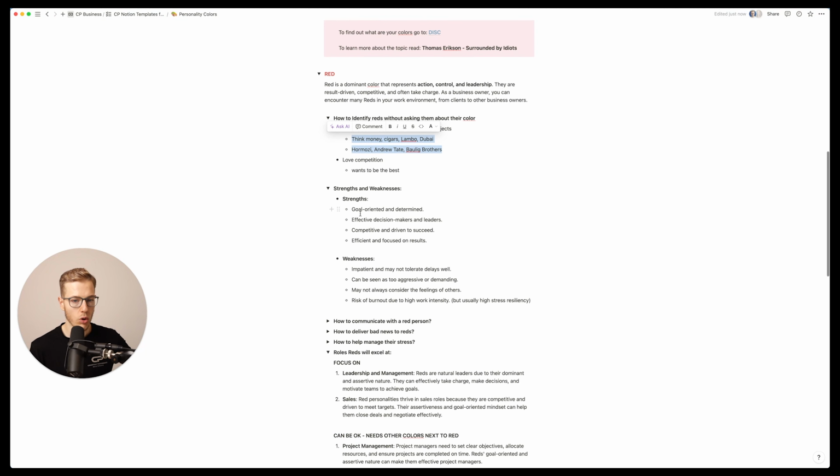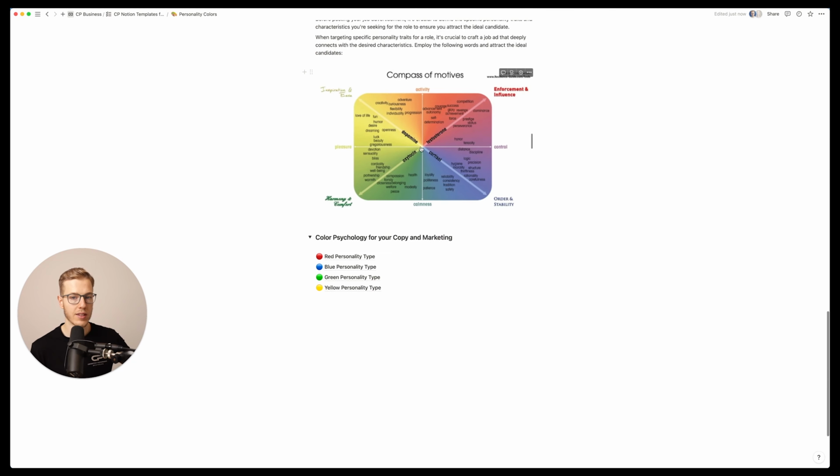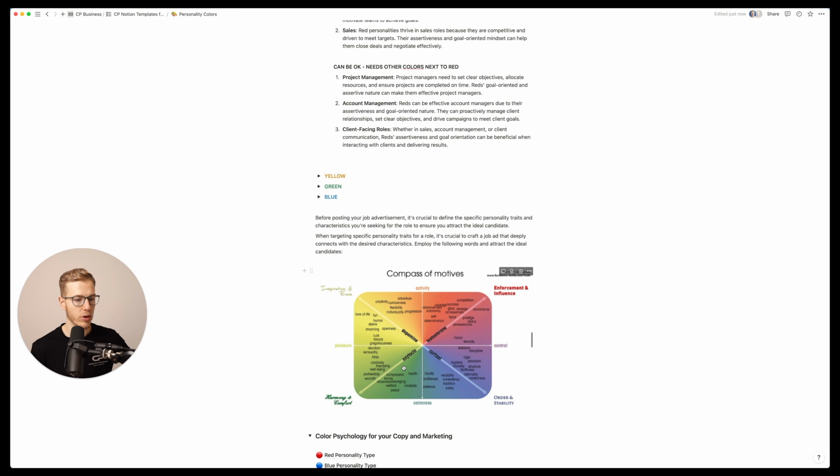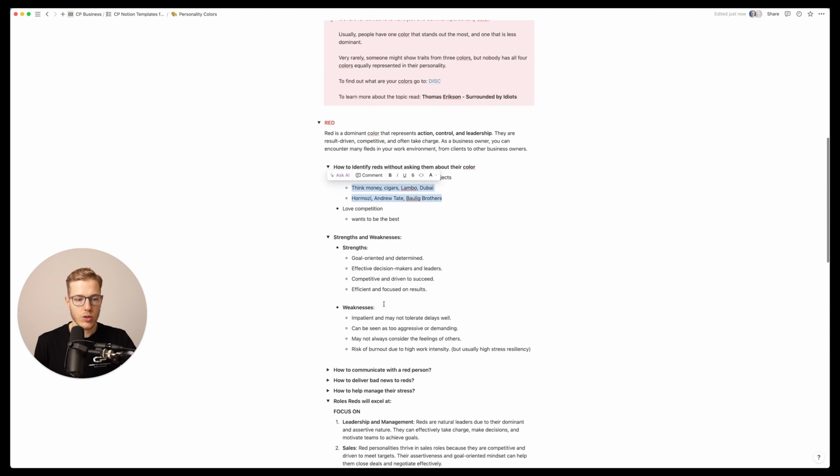Strengths here are goal-oriented, decision makers, competitive, efficient, focused on results. The downside usually is that they don't focus as much on feelings or relationships. They can be seen as aggressive, and they might not be very tolerant in the team. So it's important to balance that out and make sure the team communication is aligned, so that red people, if they work in a team with green people, are not causing problems in the communication. So that's why they would need to adapt a little bit. The green would need to adapt, and they would get a little bit closer.